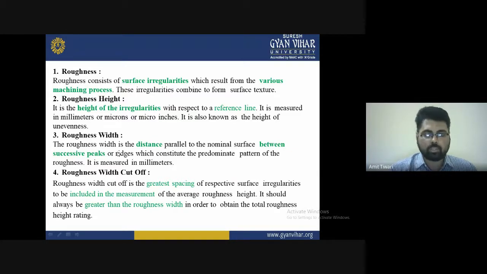It will be reduced. It will be happening over time, so that the average surface height can be observed. You can observe it by this average surface height. It should always be greater than the roughness width in order to obtain the total height reading. And this height will be measured by a surface tester, a profilometer.